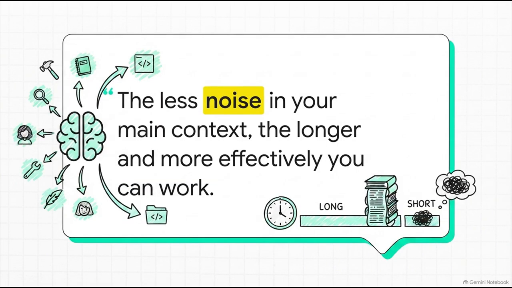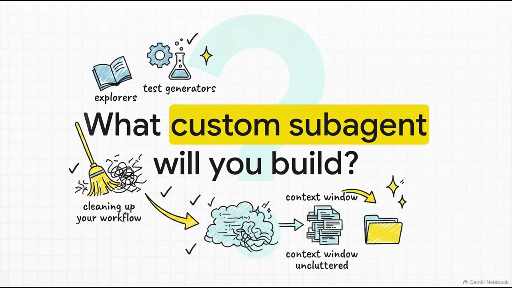So the crucial point is captured perfectly in this quote from the source material. The less noise in your main context, the longer and more effectively you can work. It's so true. By utilizing subagents, you're actively protecting your finite memory space. You're ensuring your AI doesn't forget those early instructions, and you're vastly extending the lifespan and the productivity of your coding sessions. I'll leave you with this question to think about.